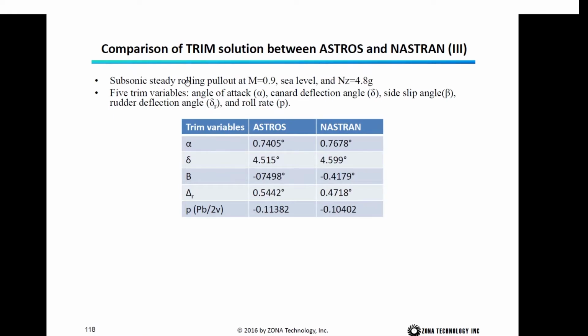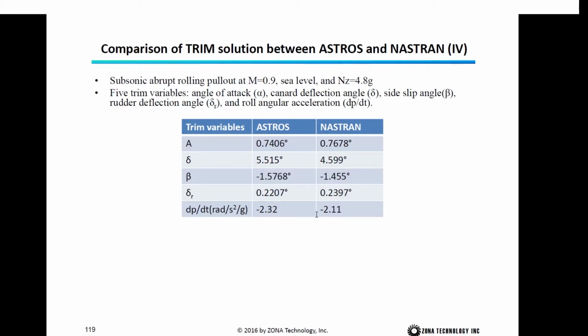The third one is a subsonic steady rolling pull out at Mach 0.9 sea level, and NZ is 4.8 G. And we have 5 trim variables: angle of attack, canard deflection angle, side slip angle, the rudder deflection angle, and roll rate. And this is the result of ASTROS. This is the result of Nastran. They also agree well with each other.